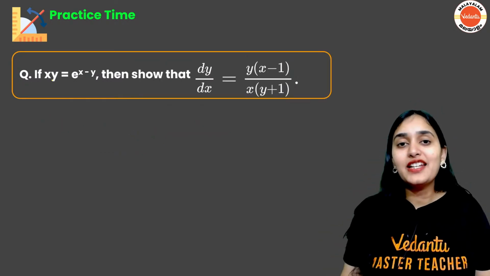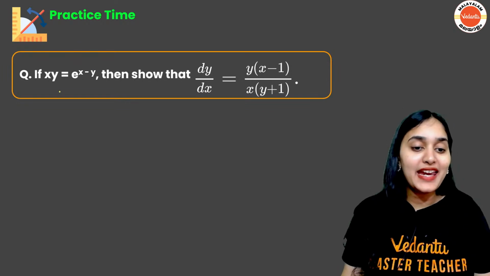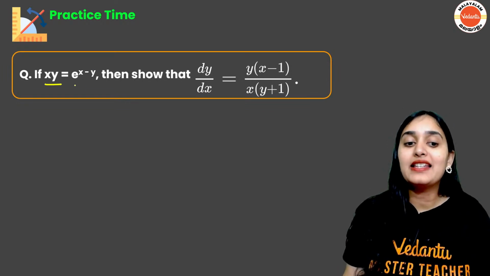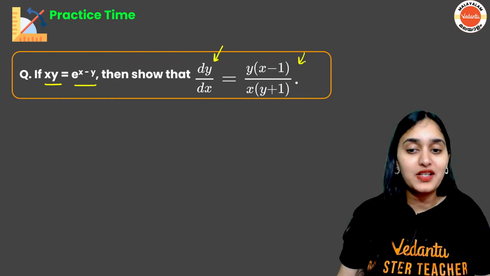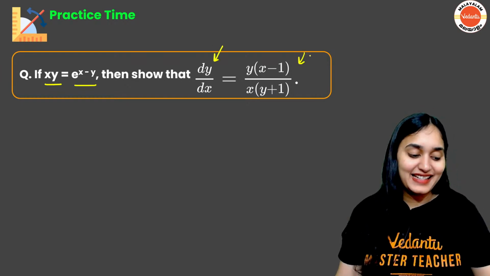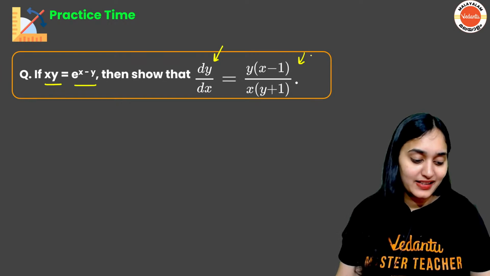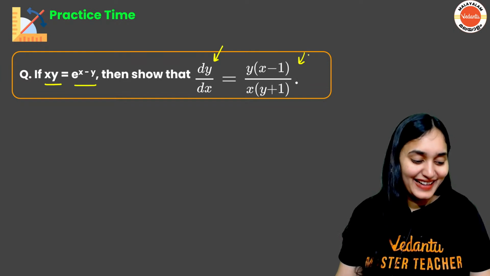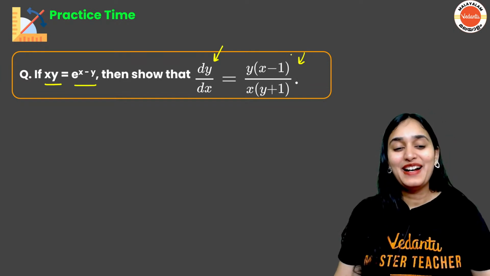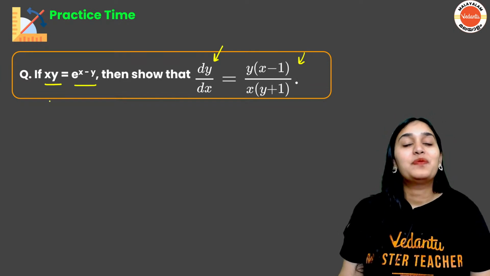Now, a very, very interesting question on your way. If x into y is e to the power x minus y, show that dy by dx is equal to this. Is it looking scary to you guys? That, oh my god, what is this? Is it looking like that? Okay, let's see. Now, don't worry.